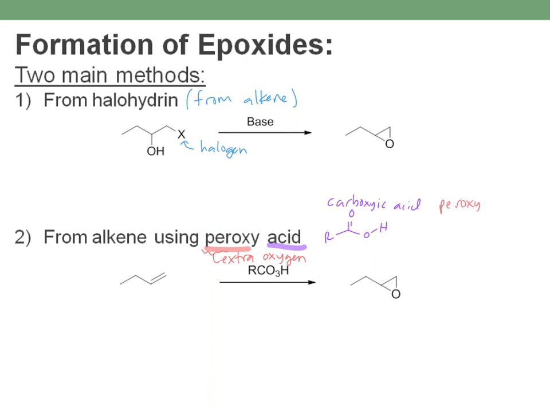So a peroxyacid looks a lot like a carboxylic acid, only instead of being C double bond O, OH, it's a carbon with a C double bond O, an O, and an extra O, and an H. So you have an extra oxygen here, hence the per. So the second way to make epoxides is you take an alkene, add a peroxyacid, and that also makes the epoxide. So let's take a look at some of these in a little more detail. These are the two main types.